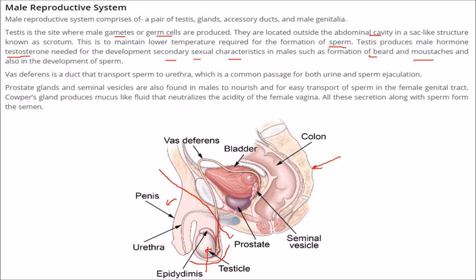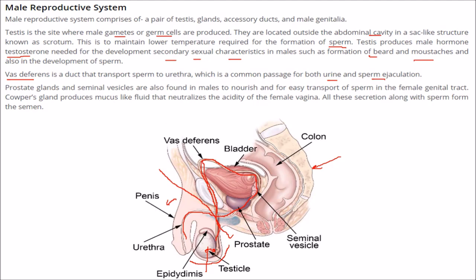This one is a duct. The vas deferens is a duct that transports the sperm to the urethra, means from here going right from this path coming to this path. And the urethra is the common passage for both urine and sperm ejaculation.